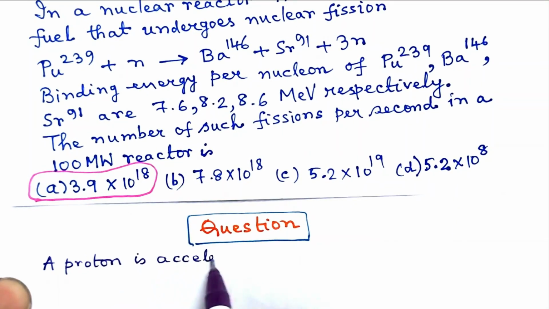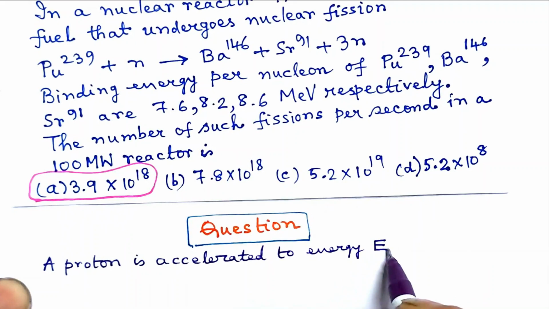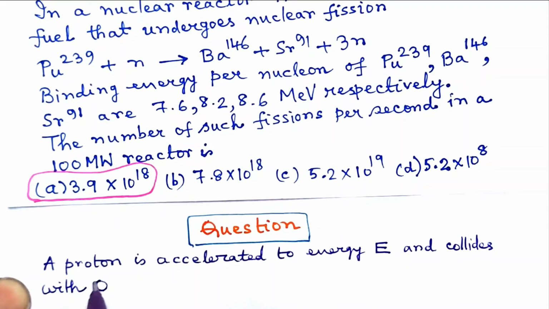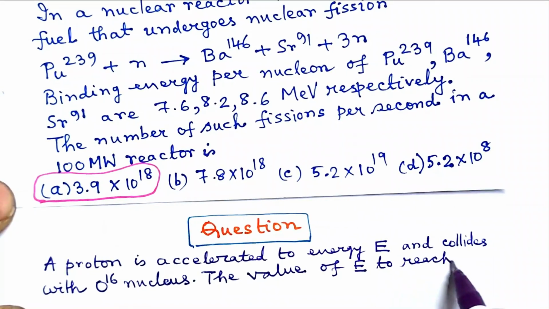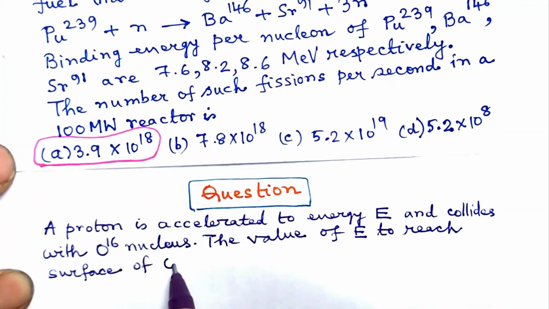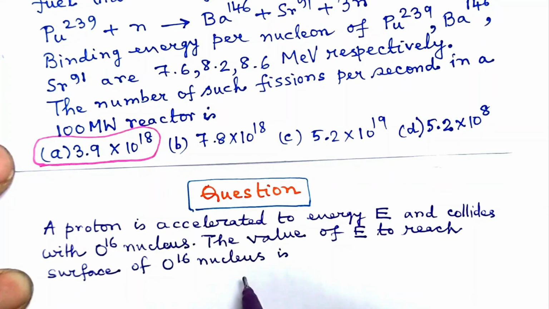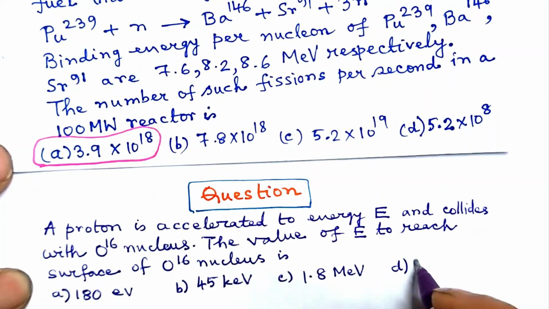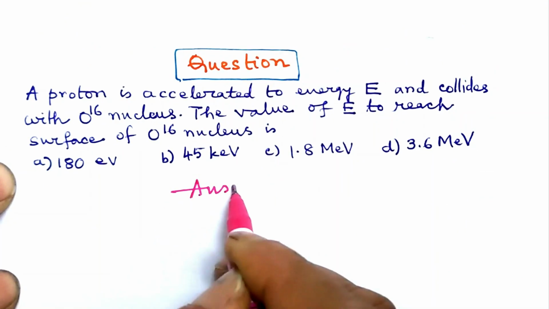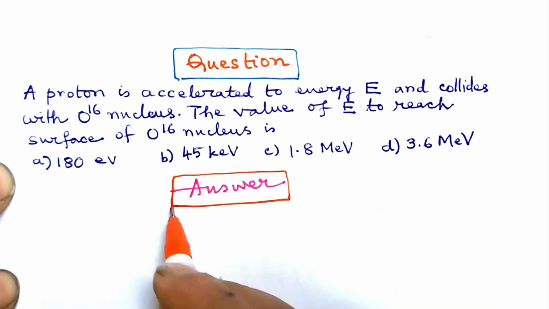A proton is accelerated to energy E and collides with oxygen-16 nucleus. The value of E to reach the surface of the oxygen-16 nucleus is, the options are A, B, C, and D. Let us come to the answer now.